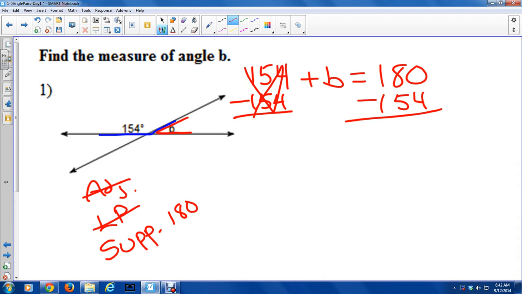Subtract that 154 from both sides. We didn't touch the B, bring it down. We didn't touch the equal sign, bring it down. What's 180 minus 154? Hopefully you got 26 degrees. So then angle B is 26 degrees. If you add them both up, yes, they form 180.